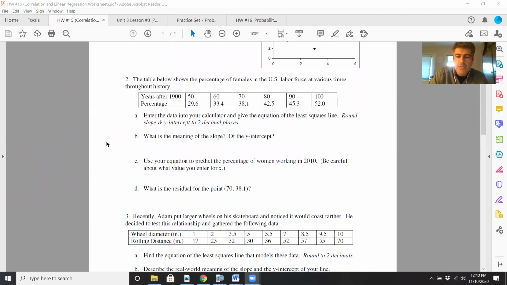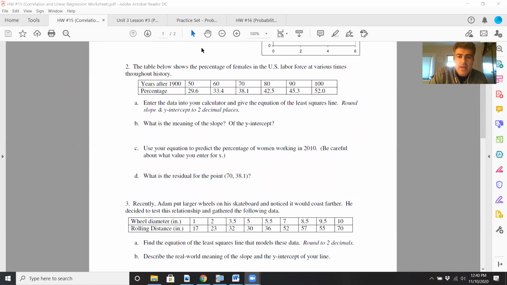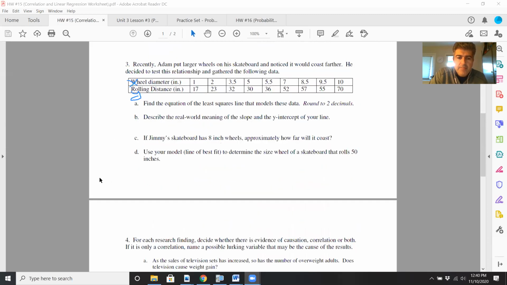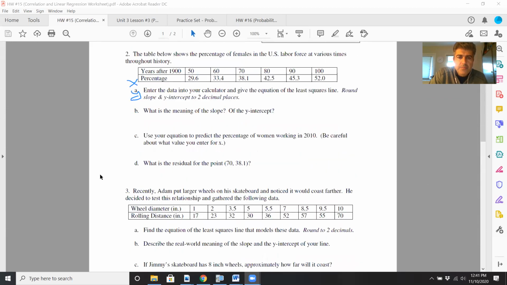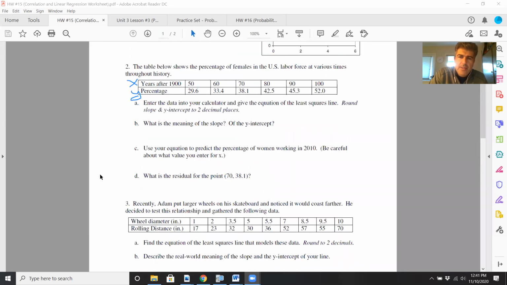Number two, I'm not going to actually do this because I think you guys have to practice this. You're going to make this your x and make this your y. So you're going to plug this into a Google spreadsheet. And then you're going to get the equation of the least squares regression line, which you guys should know how to do. And of course, you'll get an equation, use it to predict the answer, and then what is the residual? So you have to have an equation, obviously, for that. And you're going to do the same thing for number three. And 4 and 5 are a little different. Let's just do it really quickly. It won't take too long.